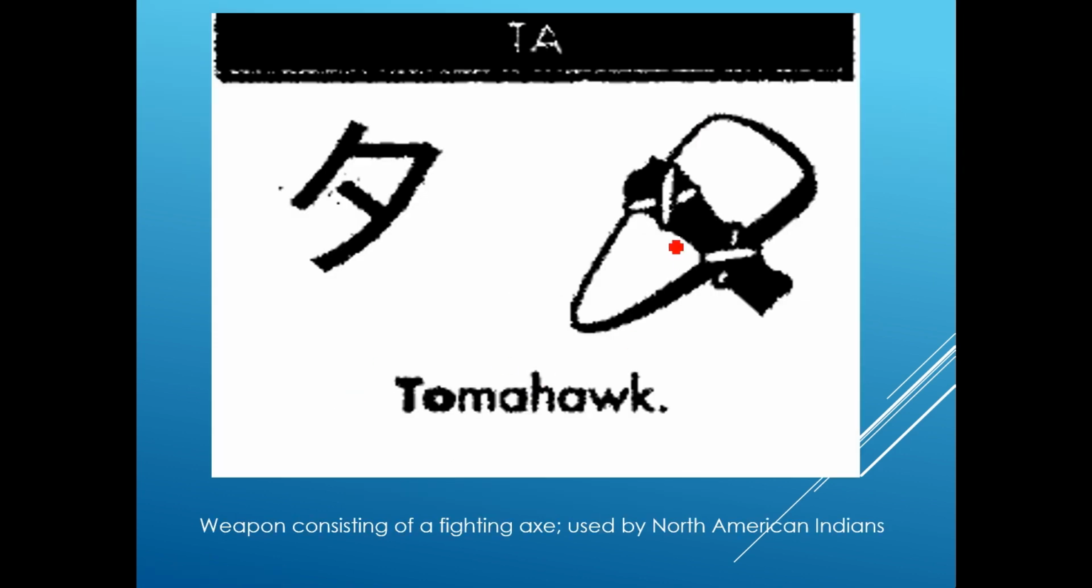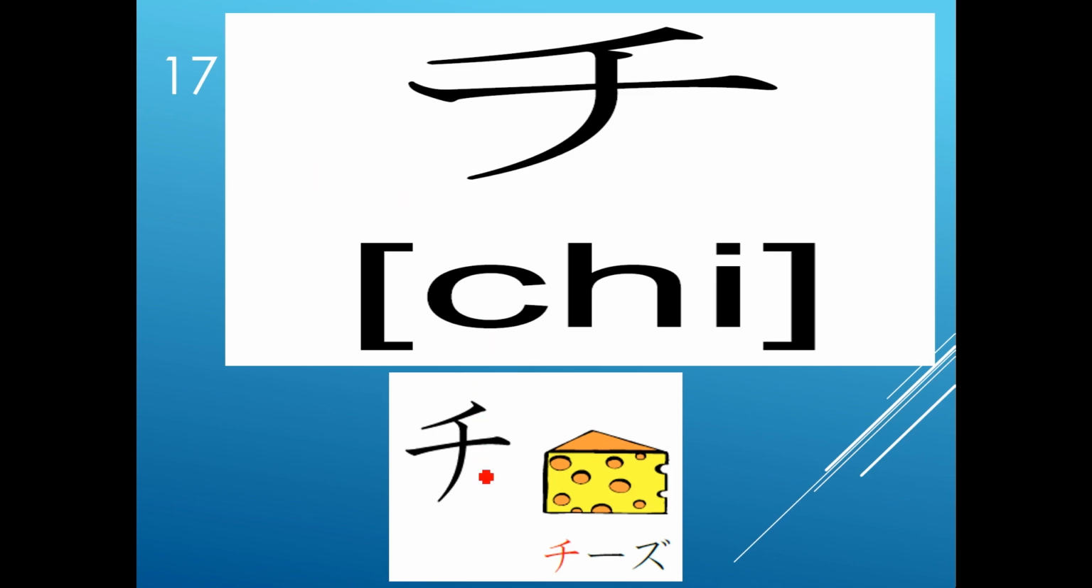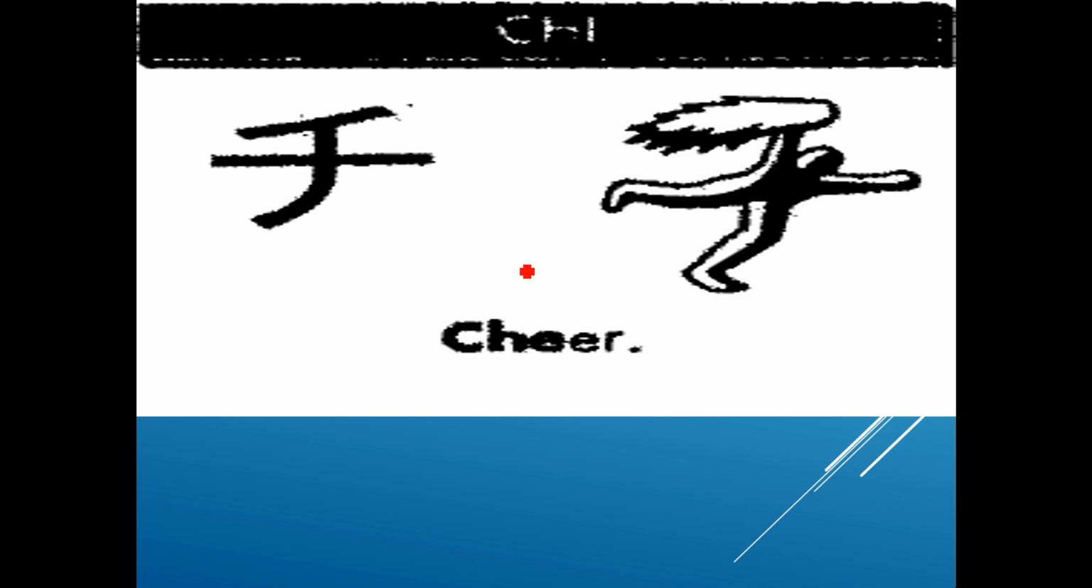Alright, so ta looks like this. You can see here, it's a weapon consisting of a fighting axe. This is called a tomahawk, used by North American Indians. Next is chi. Chi as in cheese. One stroke, second stroke, and third stroke. So we have got three strokes in this chi. Chi as in cheer. When you're happy, you use cheers. All right, cheer.